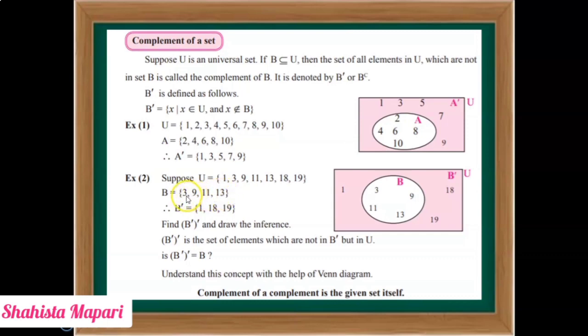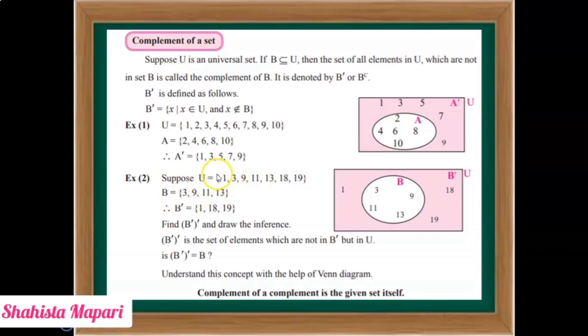Now see students, B के पास जो elements है ना वो सारे के सारे elements U में present है। ये B के सारे elements U में present है। See here B के पास 3, 9, 11 and 13 है ना, ये यहाँ पर भी है, U में भी है। See here 3, 9, 11 and 13 all elements are present in universal set. All elements of B are present in universal set.